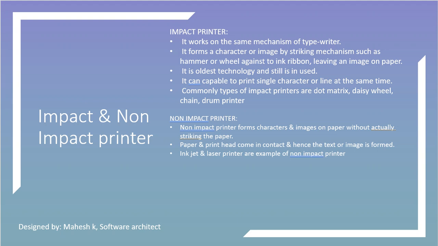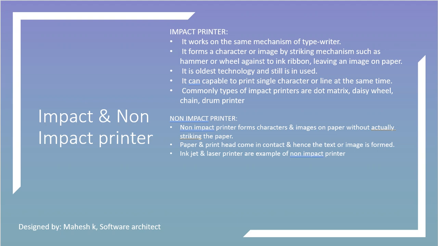An impact printer works on the same mechanism as a typewriter. How a typewriter works, that is called an impact printer. It forms a character or image by striking a mechanism such as a hammer or wheel against the ink ribbon, leaving an image on the paper.